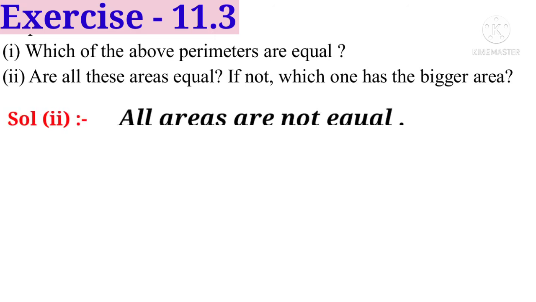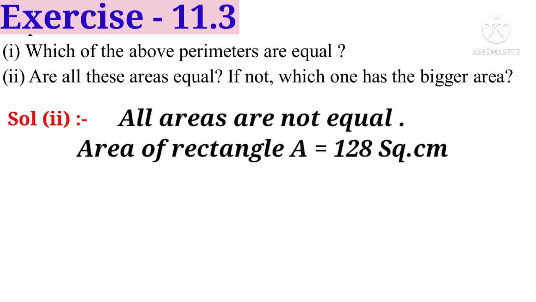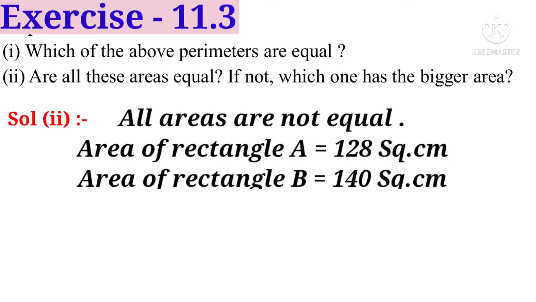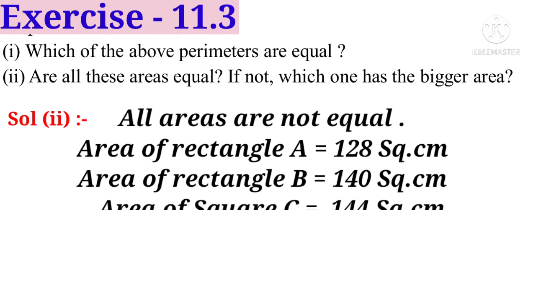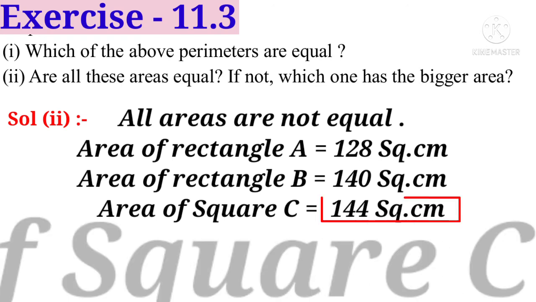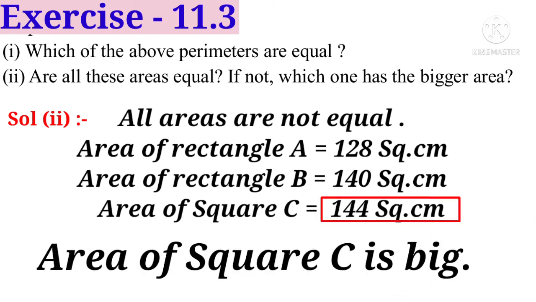Solution 2. All areas are not equal. Area of rectangle A is 128 square centimeters. Area of rectangle B is 140 square centimeters. Area of square C is 144 square centimeters. Above all, 144 square centimeters is big. So, area of square C is big.